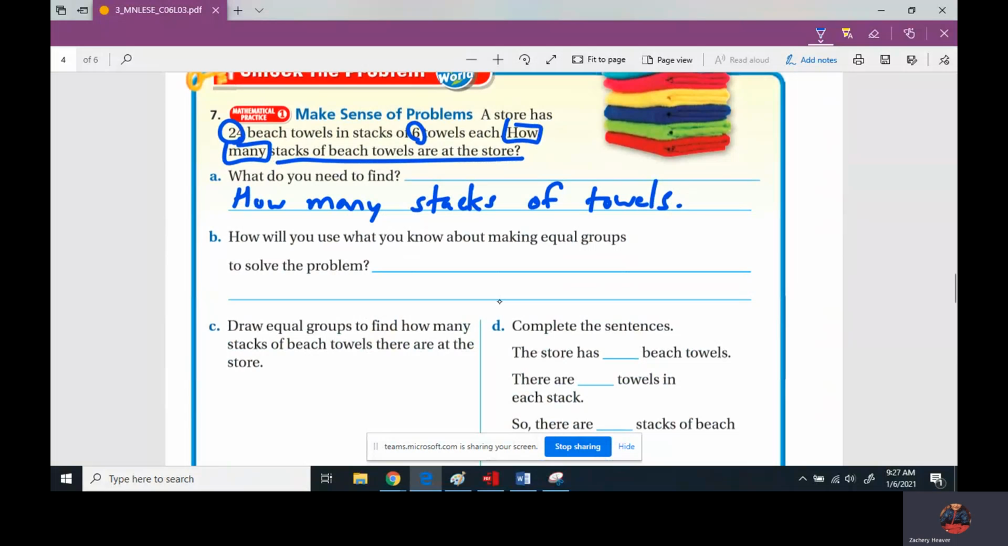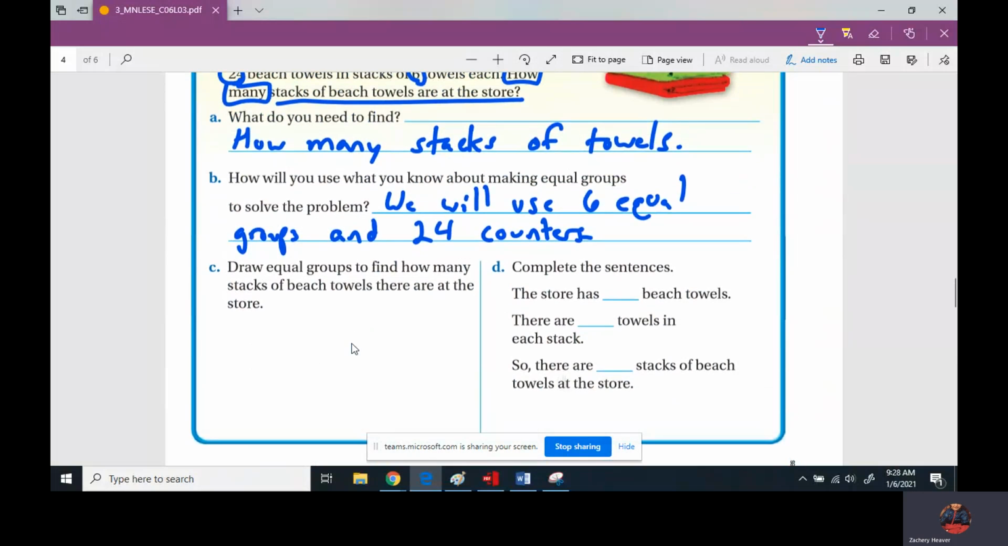How will we use what we know about making equal groups to solve the problem? We know there are 6, or we will make 6 groups because there's 6 stacks. So we will use 6 equal groups. This is what we did yesterday. Equal groups and 24 counters. We will use 6 equal groups and 24 counters.